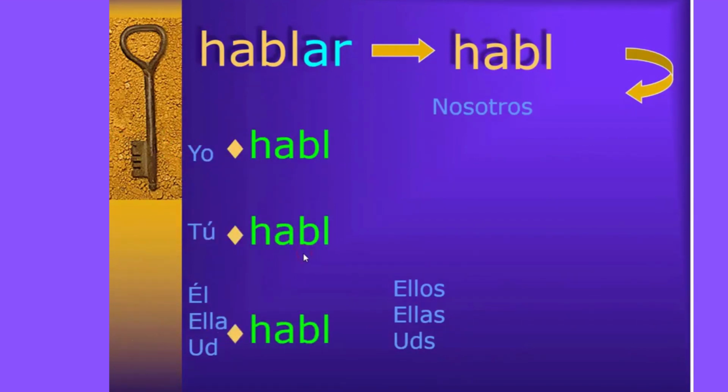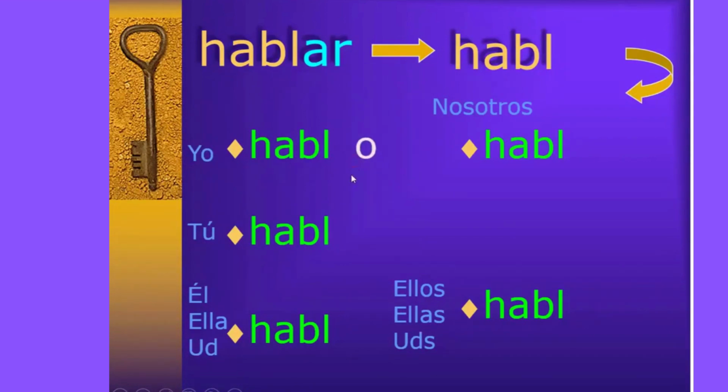Let's add just the stem. See? But finally, you have to put some endings here that will match your pronoun. For instance, for yo, the ending, if it's an AR verb, is always O. So when you say I speak or I talk, you need to say yo hablo. Okay? So O will go only for yo.